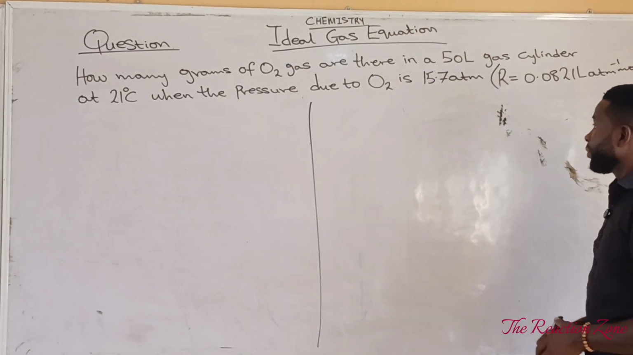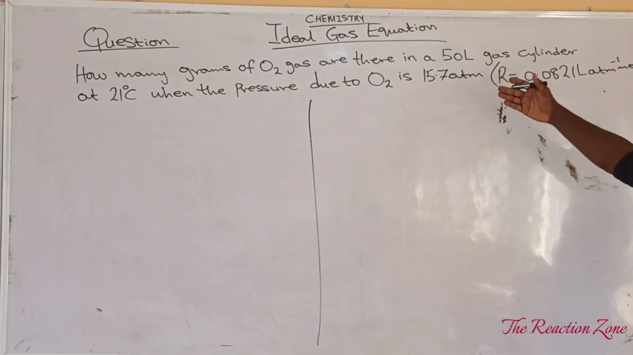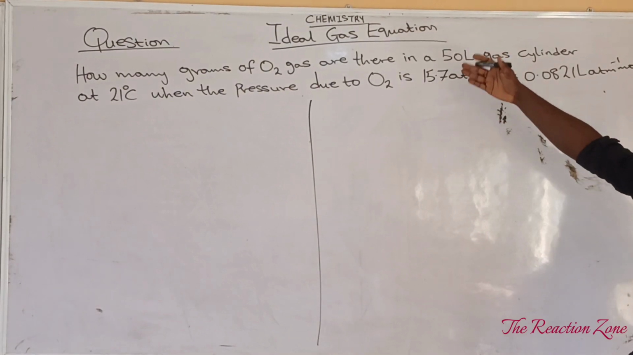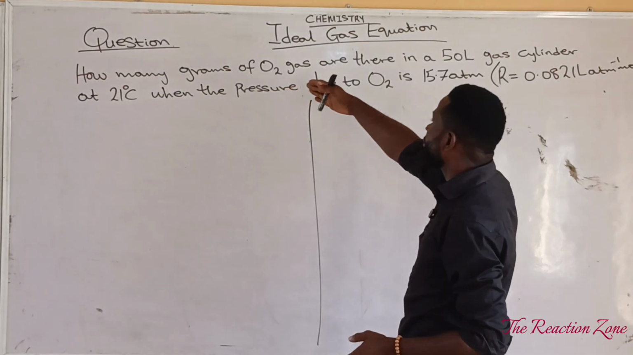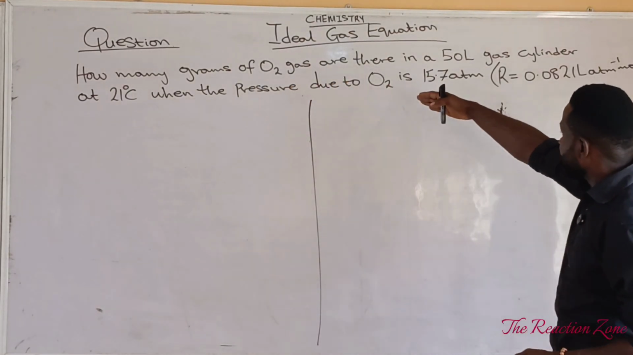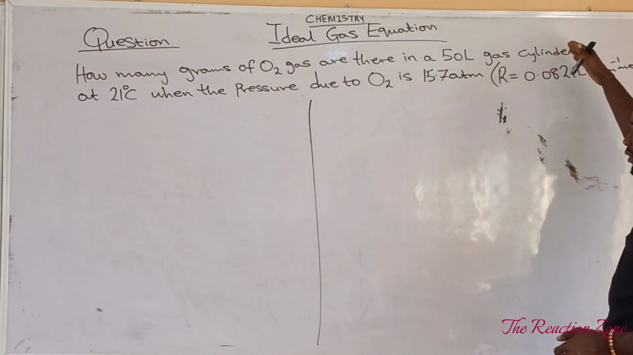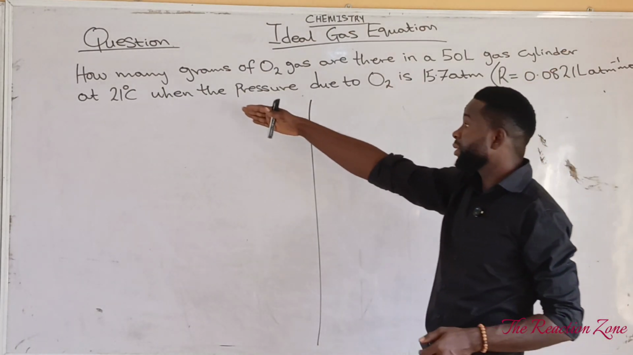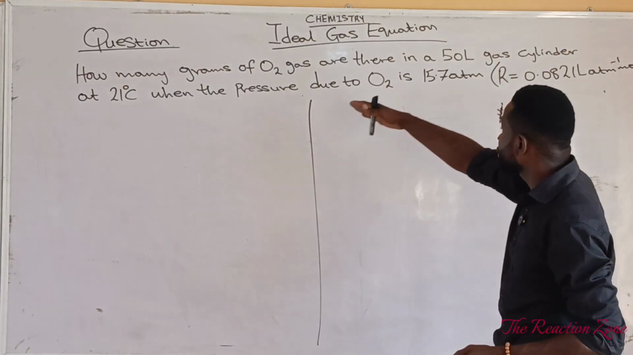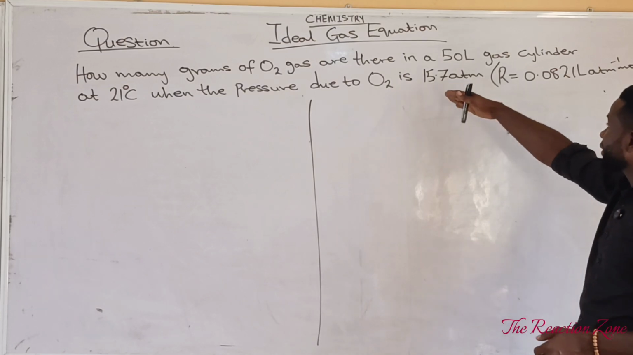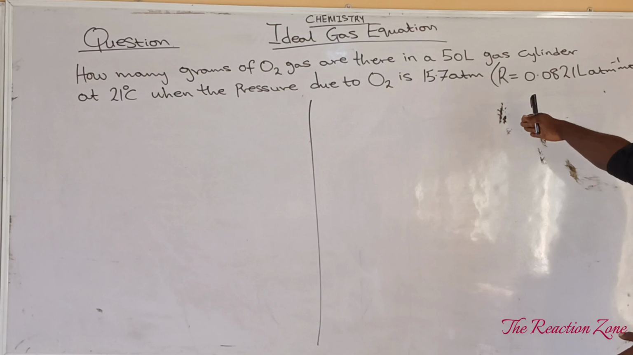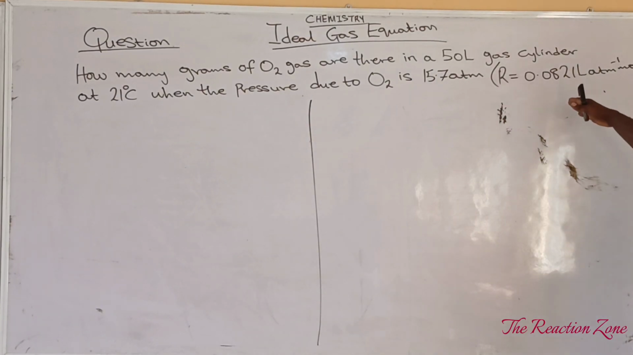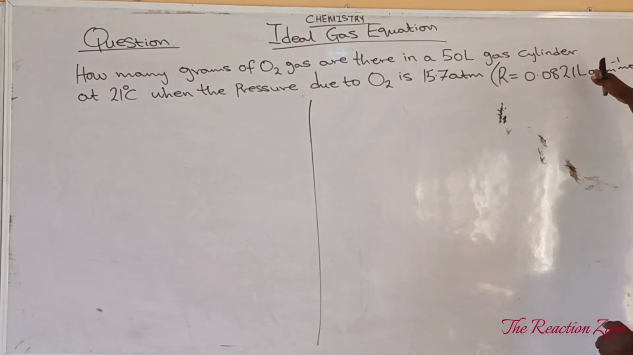In today's lesson, we're going to look at how to solve this question on the board, making use of the ideal gas equation. And the question is as follows. How many grams of oxygen gas are there in a 50-liter gas cylinder at 21 degrees Celsius when the pressure due to oxygen is 15.7 atmospheres? The value of the molar gas constant is 0.0821 liter atmosphere per mole per Kelvin.